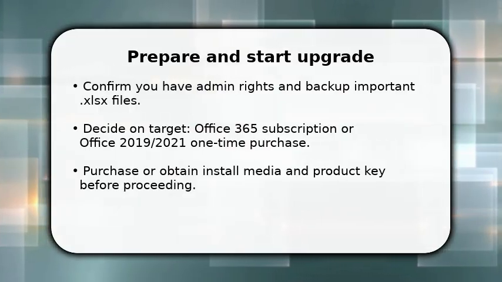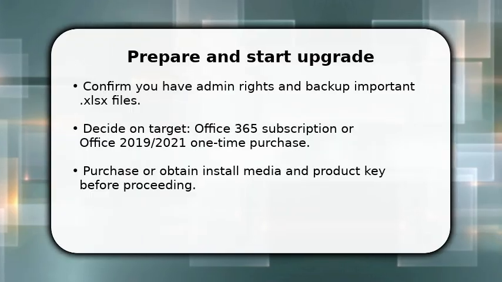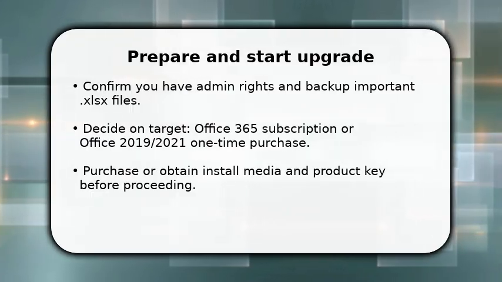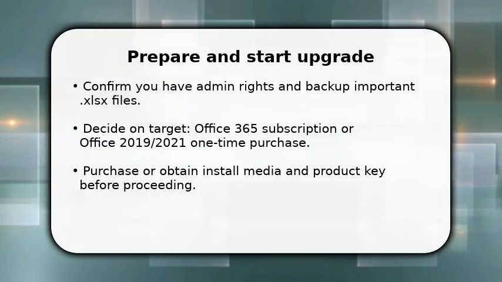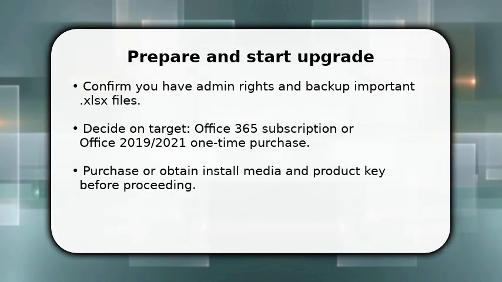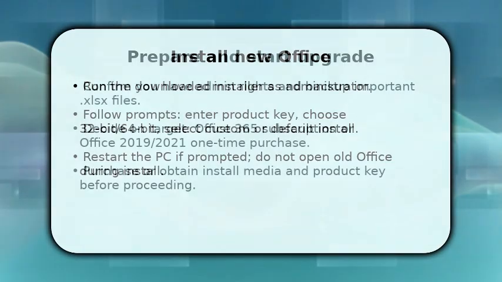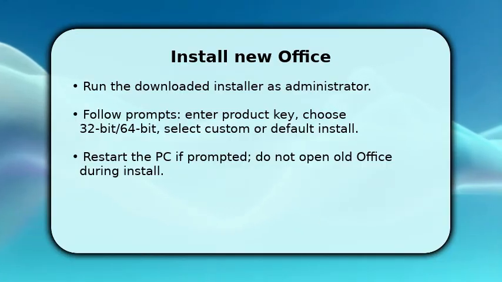Next, obtain the installer and product key from Microsoft or your vendor. Make sure your Windows version is supported. If not, plan a Windows update first so the new Office will install cleanly. You run the installer as an administrator and follow the on-screen prompts.